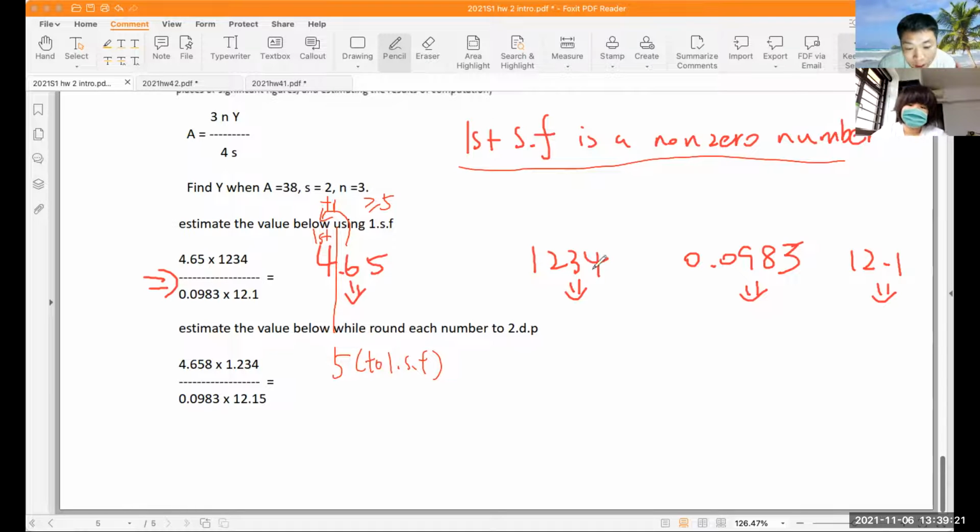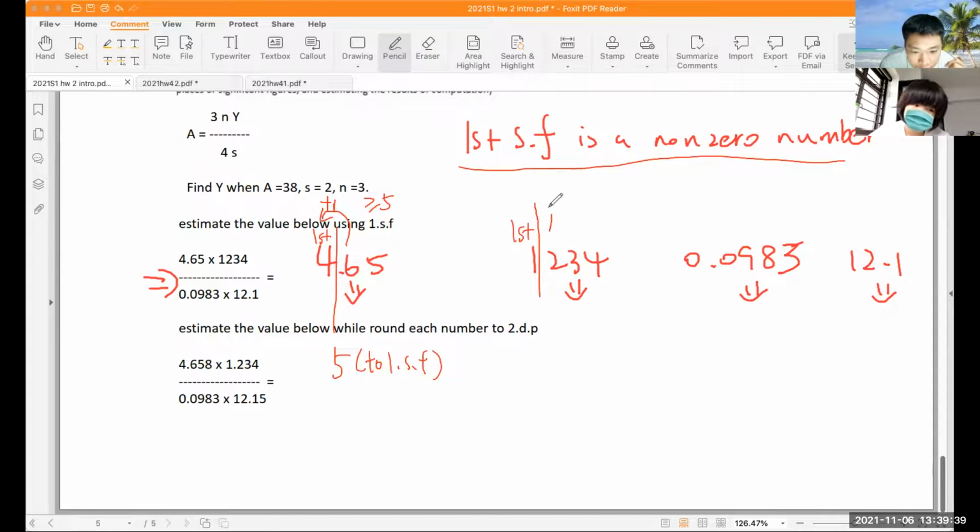Here, by the way, this is 1, 2, 3, 4, meaning this is 1,234. Okay, so I ask myself, is this my first significant figure? 1 is a non-zero number. Yes, this is my first. So I draw a line.